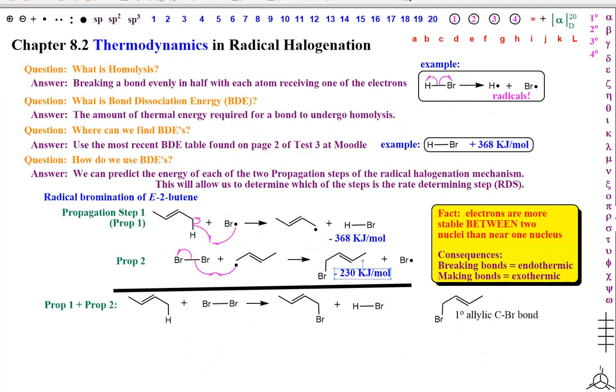Why is it negative? Well, this is a new bond that wasn't there before. These electrons are more stable than they used to be before. That is an exothermic reaction. We also broke 2 bonds in this reaction. A CH that was allylic, primary allylic CH. And we'll go find that number as well.